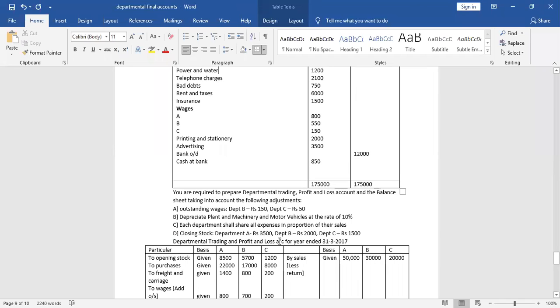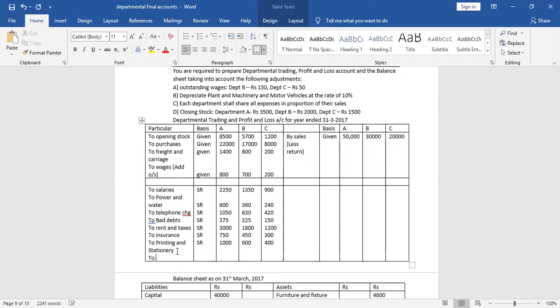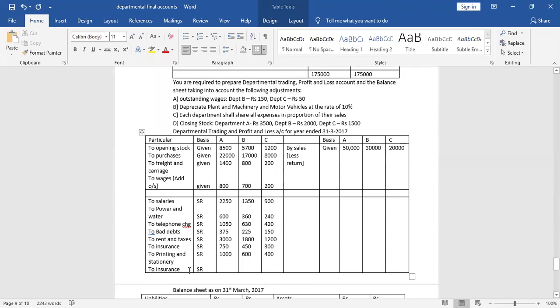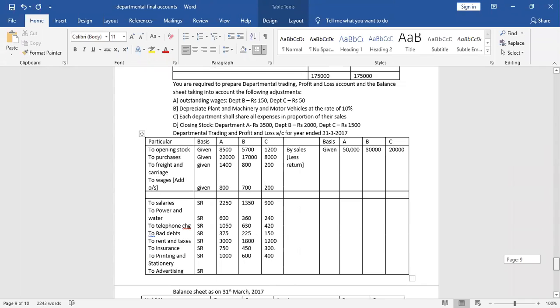Now next one, insurance 1500. Insurance also, because all the expenses they have told to divide in the sales ratio. I'm very sorry, that insurance is done. Advertising. What will come now? After printing and stationery, advertising 3500.